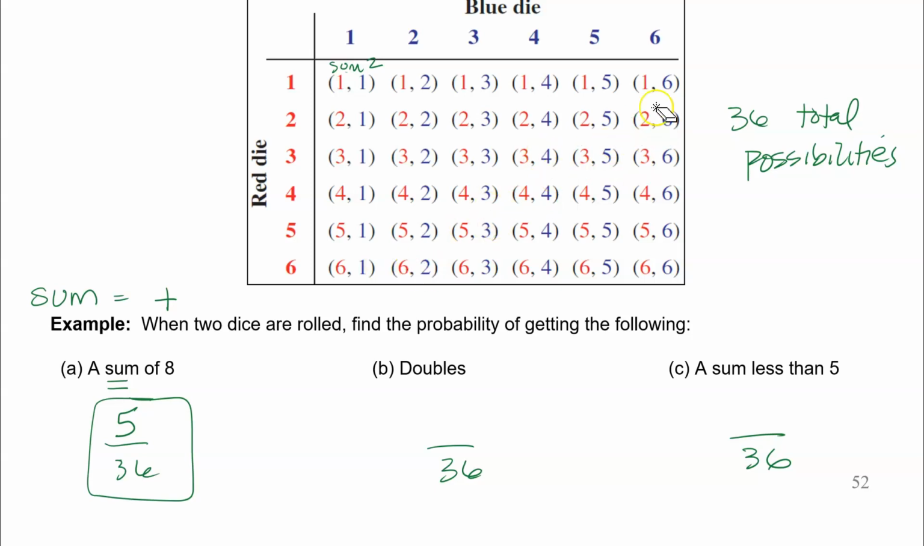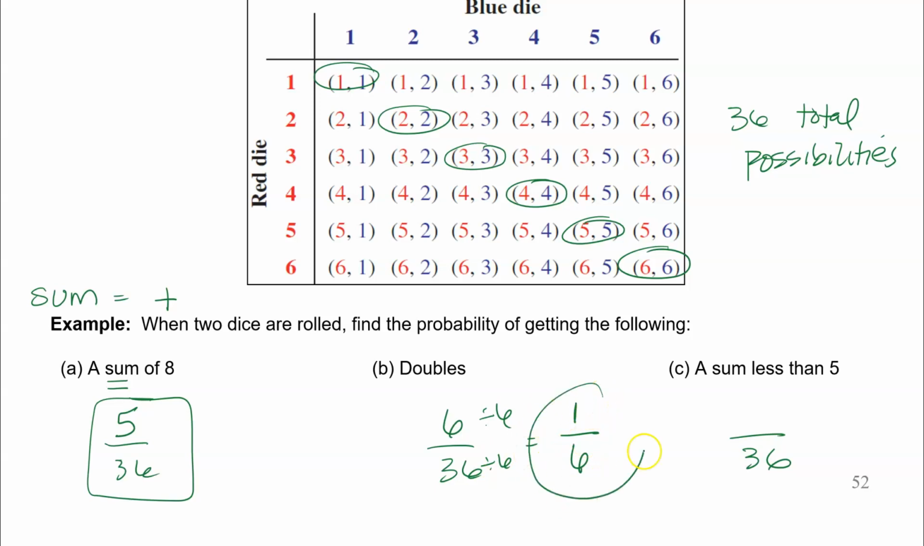So let's look at doubles. So what's the chance of getting a double? So 1 and 1, 2 and 2, 3 and 3, 4 and 4, 5 and 5, and 6 and 6. So it looks like there's 1, 2, 3, 4, 5, 6 outcomes out of 36. And then that can be reduced. We can divide both of these numbers by 6. We get a 1 on the top and a 6 on the bottom. So there's a 1/6 chance of getting a double.